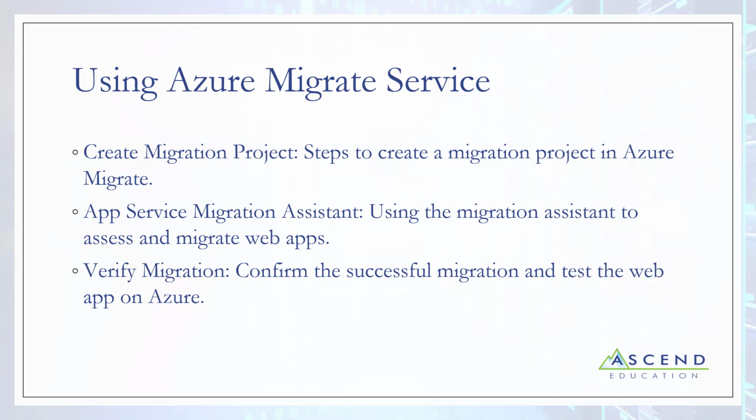So in order to use the Azure Migration Service, and we did look at this last week when it came to moving a virtual machine, the Azure Migration Service can migrate a lot of different things. And one of those things is going to be IIS. So you're going to create a project in Azure Migrate, and then you're going to walk through a wizard that helps you migrate these web apps off of IIS into Azure, if that's what you're wanting to do. And then you're going to confirm the migration and test it all out.